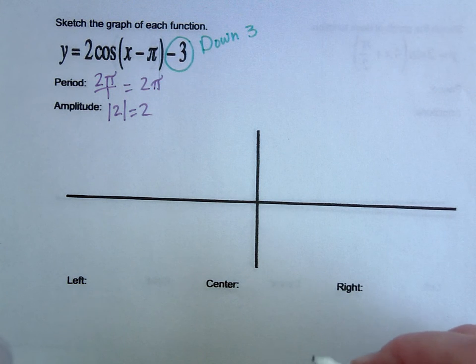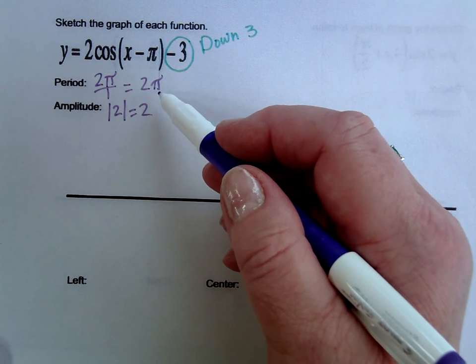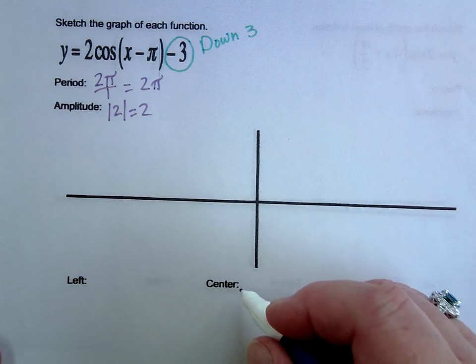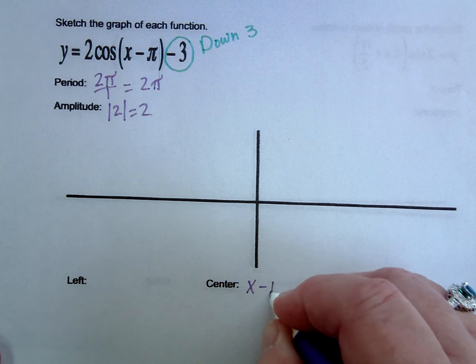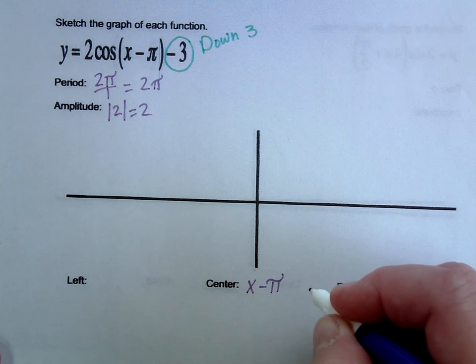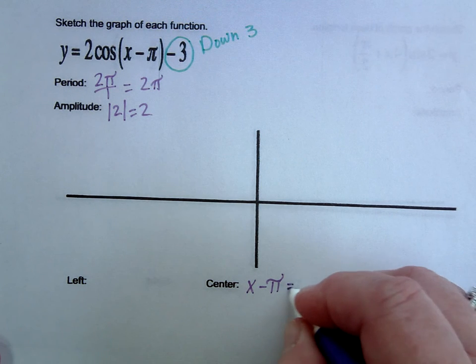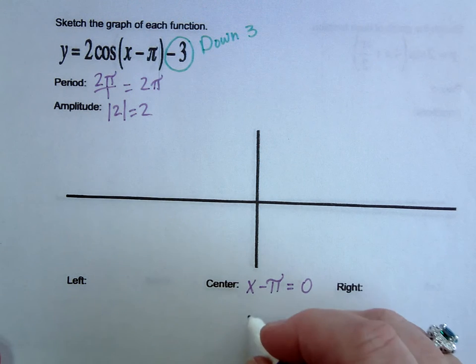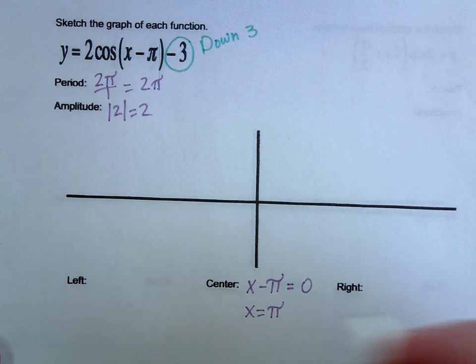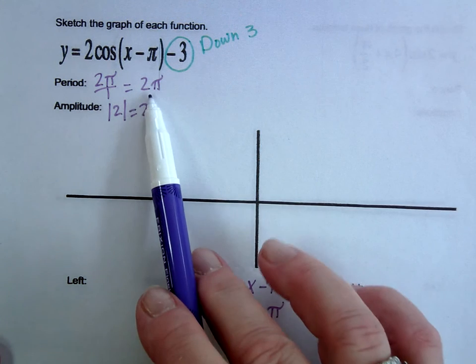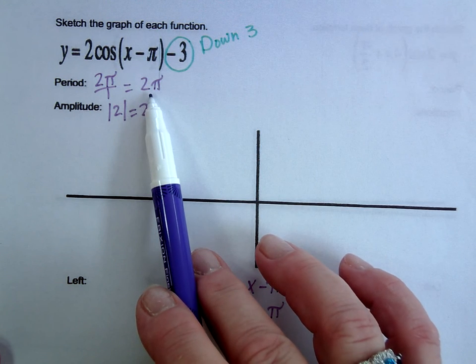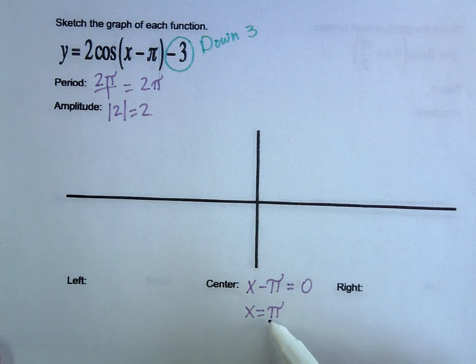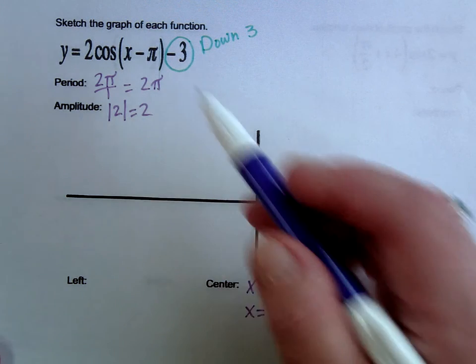Let's see if we can do our trick with the period. Let's go for the center. I would have x minus pi, the whole set of parentheses, not the 3, the 3 is for graphing purposes, equals 0. And so then I'm going to add pi to the other side. I get x is pi. There's my center. If I use the period trick to figure out the left and the right, I'm going to take 2 pi away from pi.